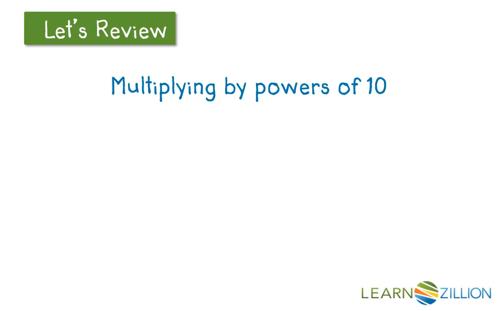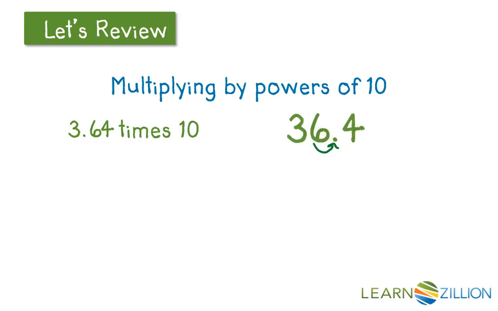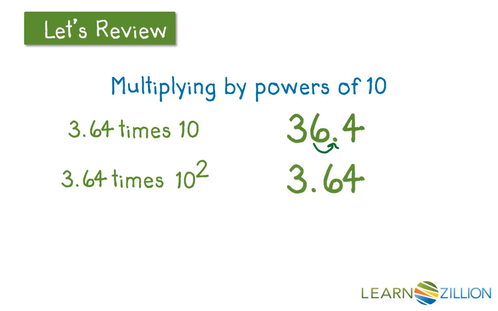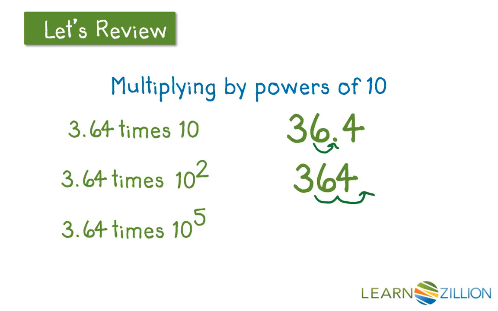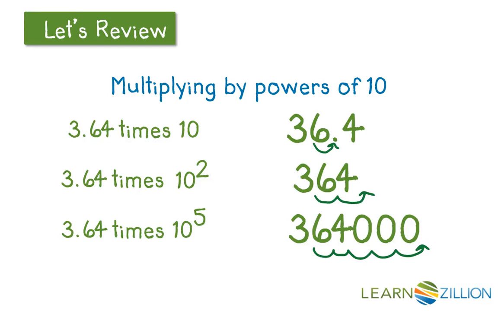First, let's review how to multiply by powers of 10. 3.64 times 10: you've learned before that multiplying by 10 can be accomplished by moving the decimal point one place to the right. 3.64 times 100: well, 100 has two zeros, so it's really 10 to the second, which means we're going to move the decimal point two places to the right. 3.64 times 10 to the fifth: you've learned before that you're going to move the decimal point five places to the right, filling in zeros as needed.